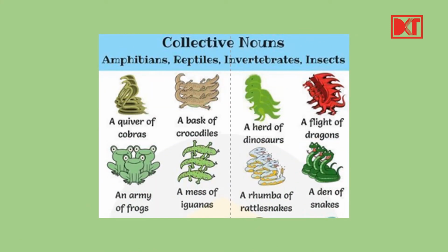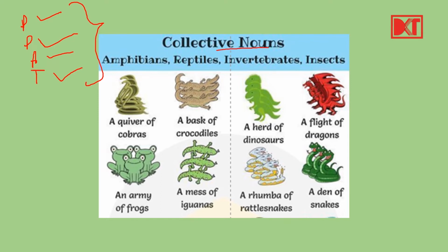Now for amphibians, reptiles, invertebrates, insects. Now for the collective nouns, there is no limit. In fact, for nouns only, there is no limit for giving you examples. After all, what are nouns? A noun refers to any person, place, animal, or thing. Right? Now there are so many people, so many places, so many animals, and so many things. Now we cannot do all the examples. Right? So I'm just giving you a few of them just for your reference.